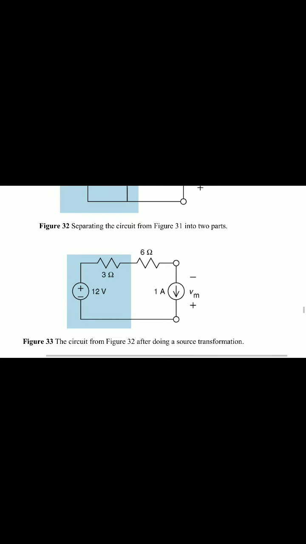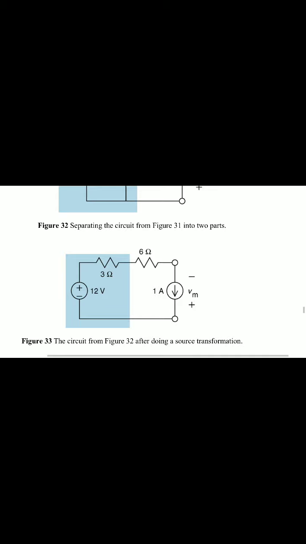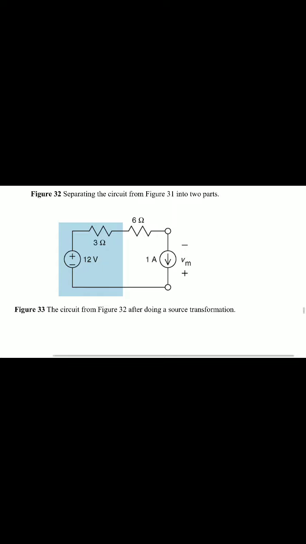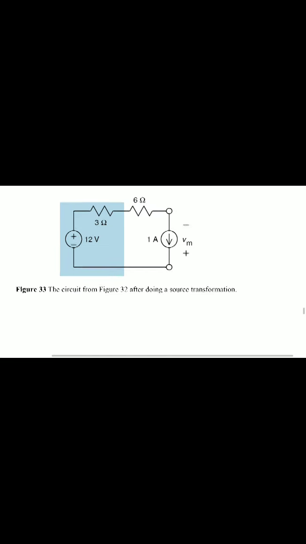Here, observe this one, 3 ohms and 6 ohms. These two are in series. So how much is the resultant resistance of these two series resistors, 3 ohms and 6 ohms? 3 plus 6, that is 9, is in series with 12 volts.